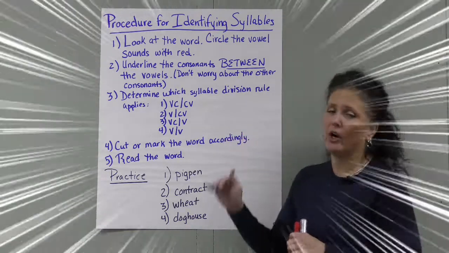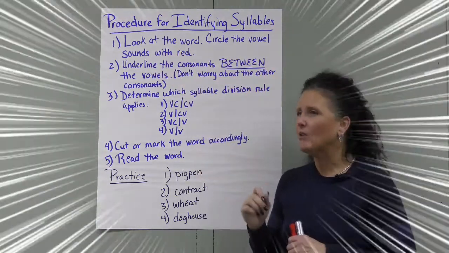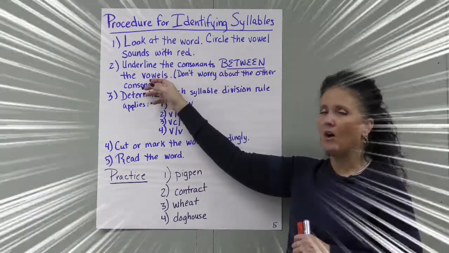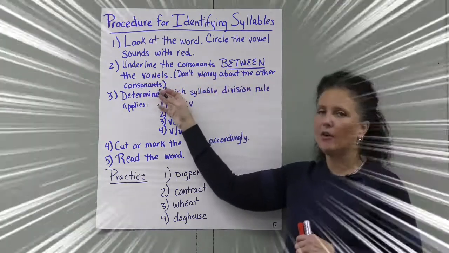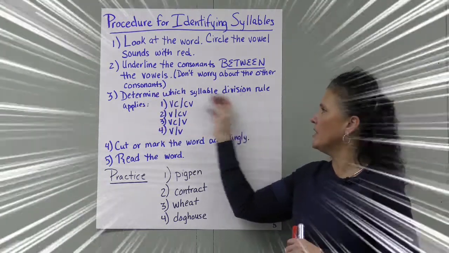We're going to look at the word first. Then we're going to circle the sound with red, the vowel sound. Then we're going to underline the consonants between the vowels. You don't have to worry about the other consonants, right? Just the ones between the vowels. And determine which of our division rules apply.